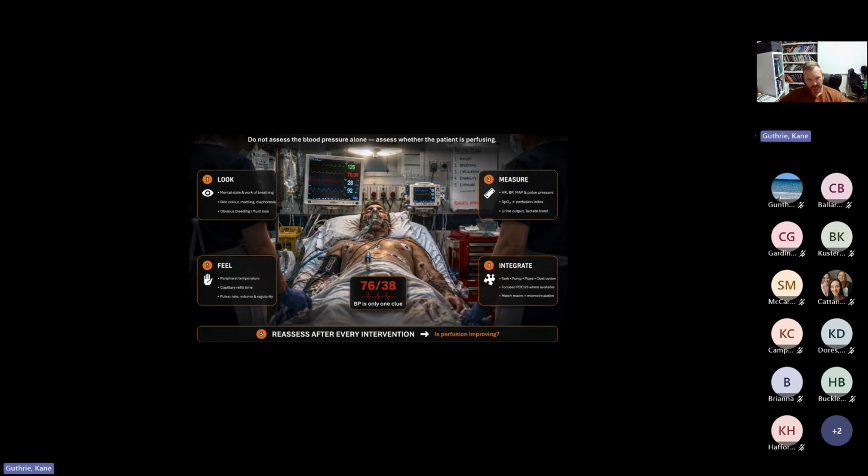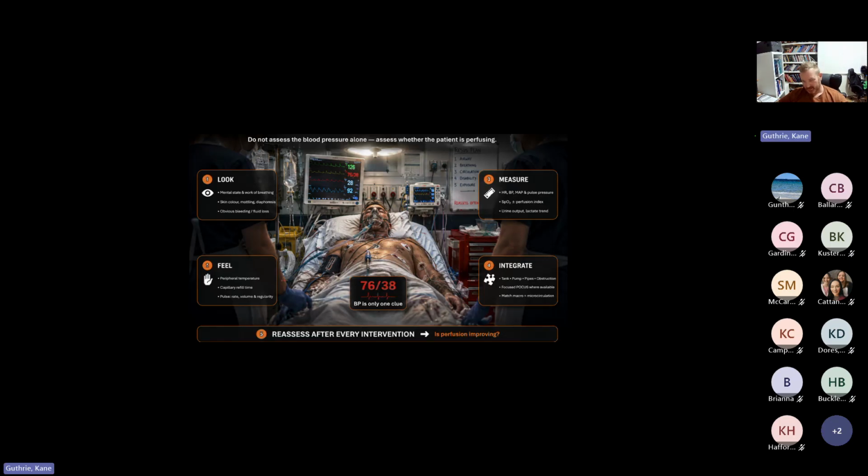The things that we want to look for is we want to look to see their mental state and their work of breathing. Okay, so that tells us what their brain and their respiratory system's doing. We want to look at their skin color and their mottling or diaphoresis. And we want to look for obvious bleeding or fluid loss. We want to touch these patients, okay? Because what their peripheries are doing tells us how well they're actually perfusing their tissues. They can have a blood pressure of 120/88, they've got cold, shut down, mottled extremities, and they're shocked.